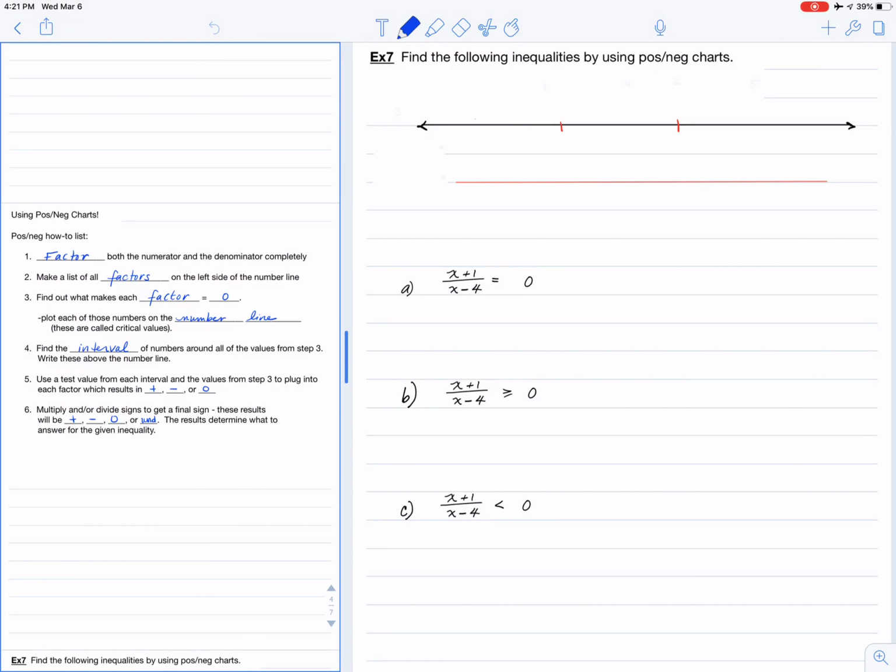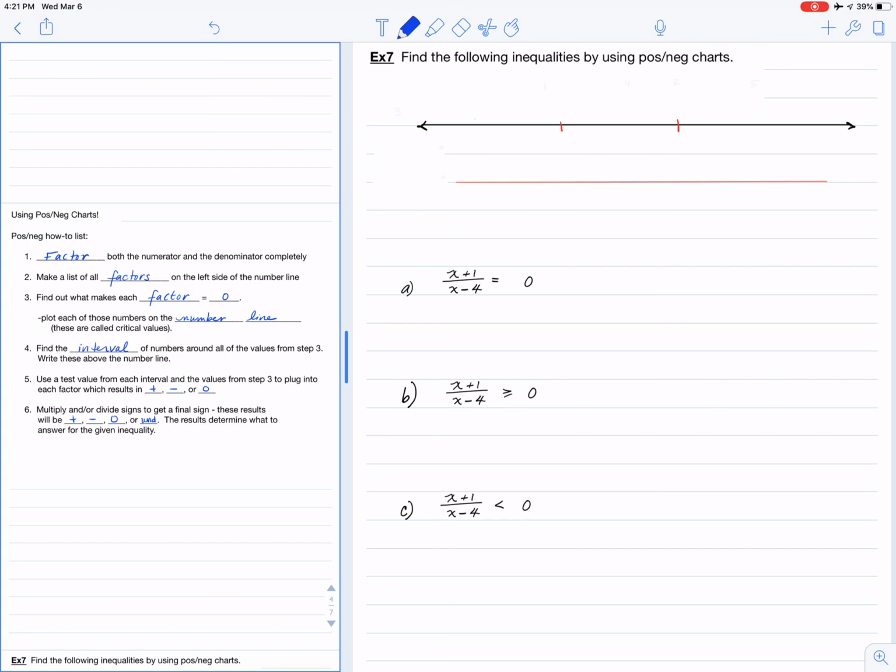Hey folks, so I'd like to show you an example of solving a rational inequality. You'll notice that I've pulled up over here on the left side your how-to list from the previous video. And this is just going to be an example that works through each one of those steps in the how-to list. You'll notice that very first I'm supposed to factor the numerator and the denominator completely. That's what step number 1 tells me to do.